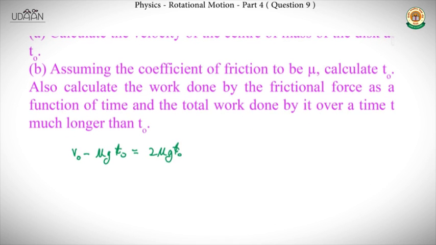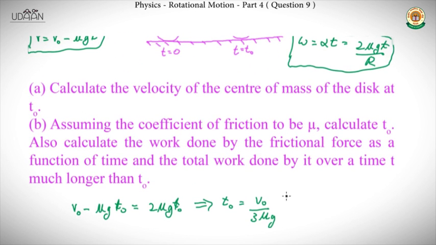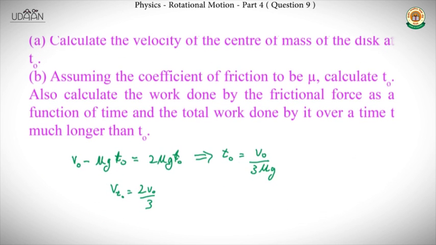Right? So from this we can easily find out the velocity at time t0 to be 2 v0 by 3. Let's write it down as v at t0 equal to 2 v0 by 3. How did I come to this conclusion? From here I found out t0 will be equal to v0 by 3 mu g, and since now I know t0 and I know the expression for v from the top over here, I just put in the value of t0 into that expression to find out v at time t0, which is equal to 2 v0 by 3. This is the part A of the question where you are asked to calculate the velocity of center of mass of the disk at time t0.